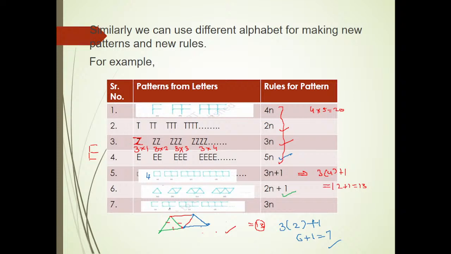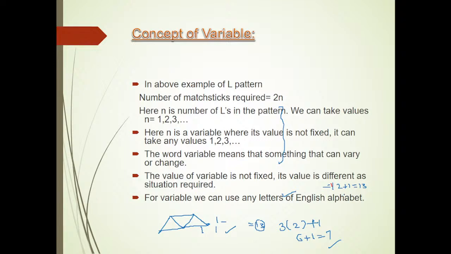Similarly, see here this is another kind. See, we are forming C. For one C we required 3 mastics. For 2 C's we required 3, 3, 6. For 4 C's, 1, 2, 3, 4, it is 4 into 3. So for C it is 3. Okay. Now let us see the next.